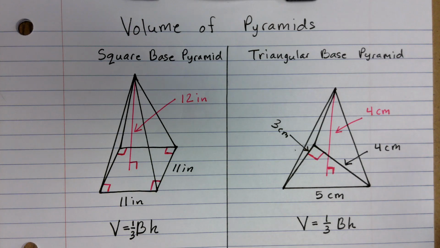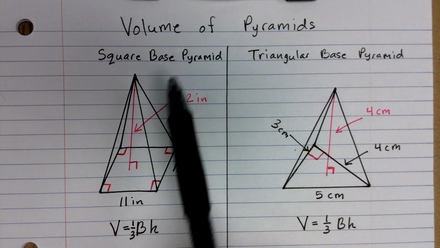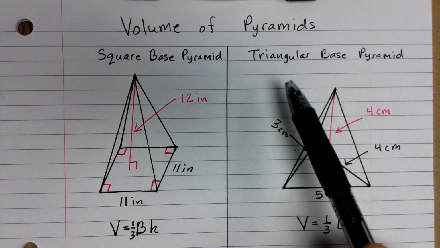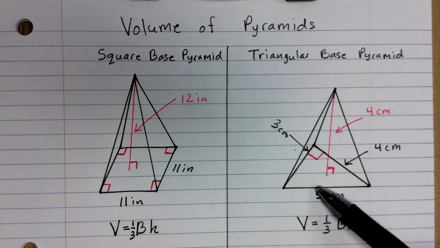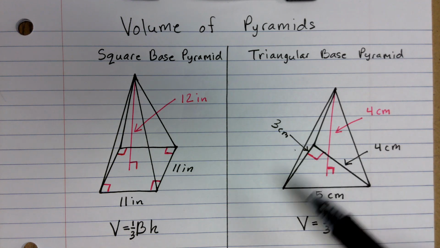In this video, we're going to be finding the volume of pyramids. Specifically on the left, notice that we have a square base pyramid, and you can see that indicated by having 4 sides and 4 90-degree angles in the base. And then on the right, we have a triangular base pyramid. And notice this is a right triangle. You can see that one 90-degree angle, and we have 3 sides to the base.